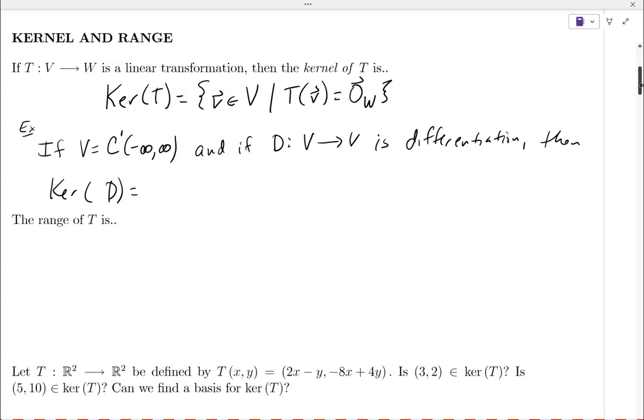All right. If I use the differentiation operator and I want to know what its kernel is, I'm looking for all functions that have derivative 0. What kind of functions have derivative equal to 0? Constants, yeah. So your kernel here is the set of constant functions.